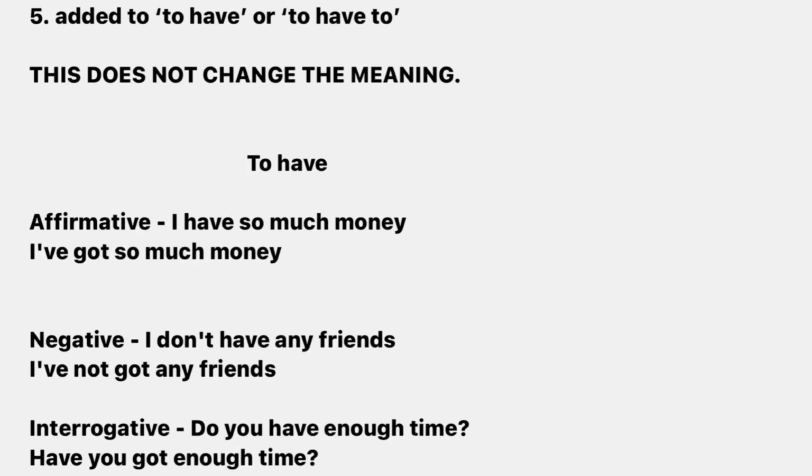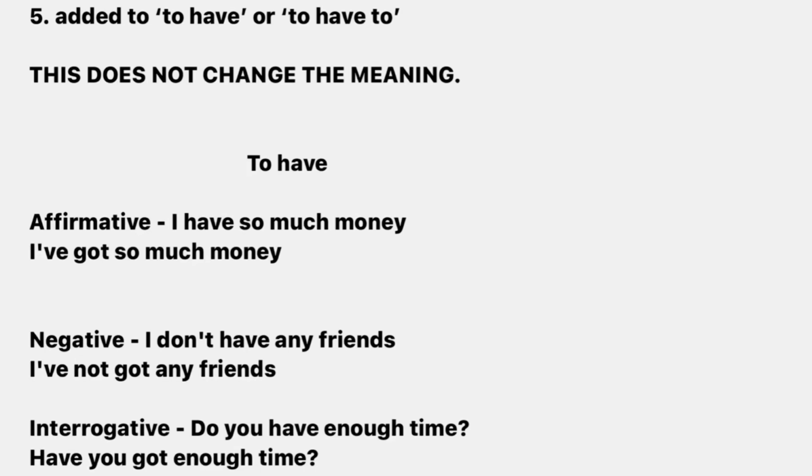On to the negative. I don't have any friends. I've not got any friends. The not goes before the got, and again the contraction is used. The last one, the interrogative. Do you have enough time? Have you got enough time? Note that no contraction is used in the interrogative.